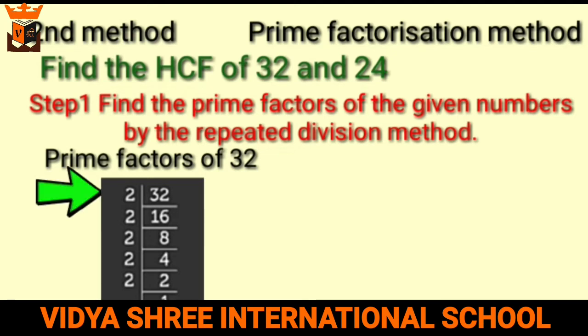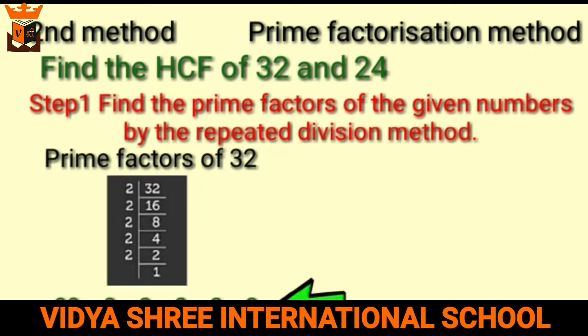Divide 32 by 2, we get 16. On dividing 16 by 2, we get 8. Again, we divide 8 by 2, we get 4. And 4 divided by 2 gives 2. As 2 is a prime number, we divide 2 by itself. So we get 1 as a quotient. So the prime factorization of 32 is 2 into 2 into 2 into 2 into 2.